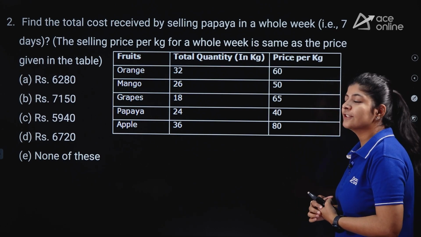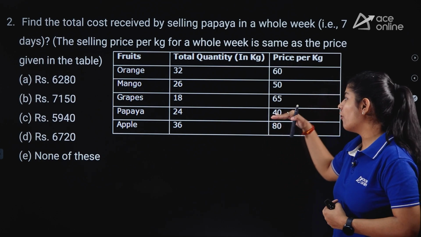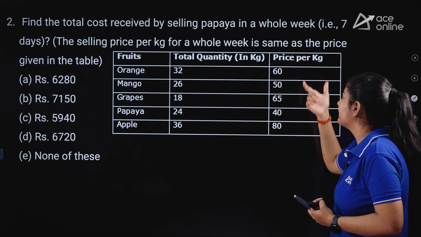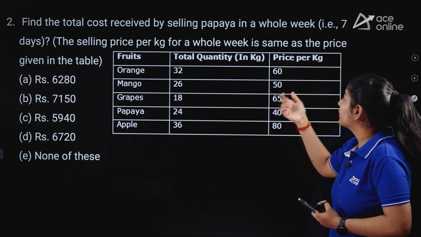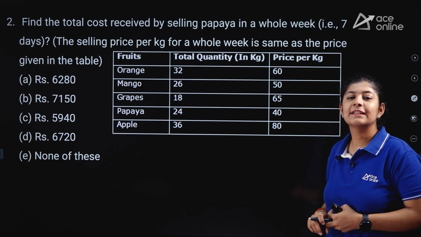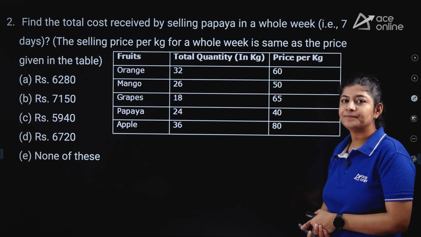So basically, first you have to pick the row of papaya. You have the total quantity, you also have the price per kg, and you have to calculate it for 7 days. So you can easily calculate the correct answer.